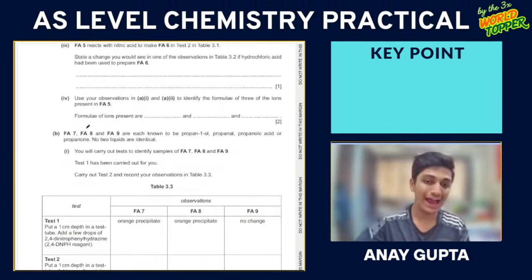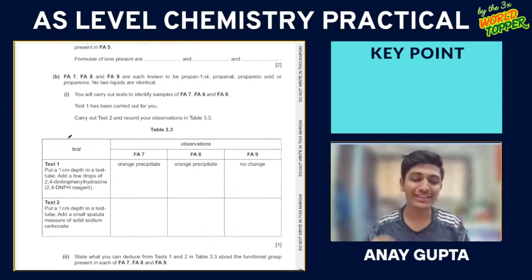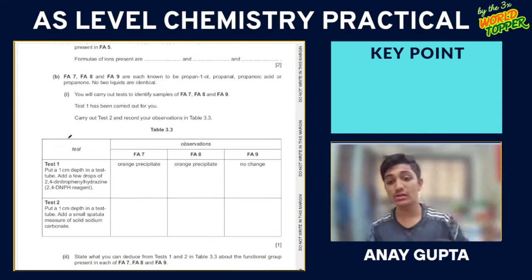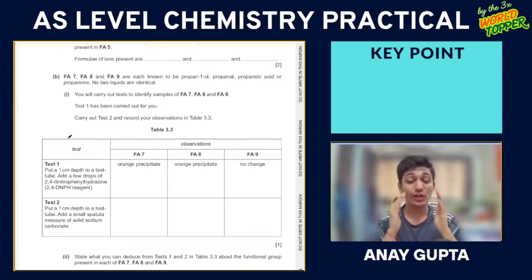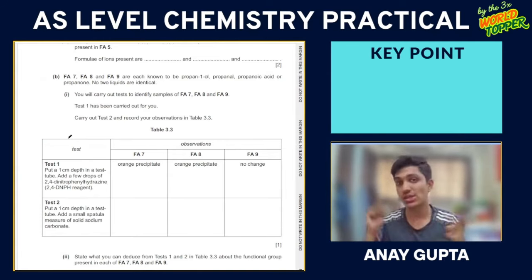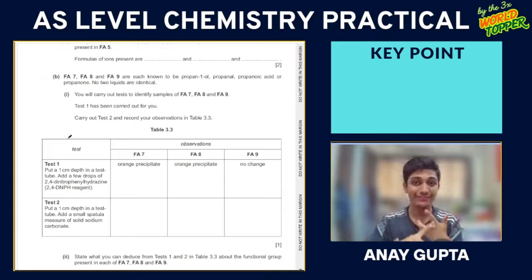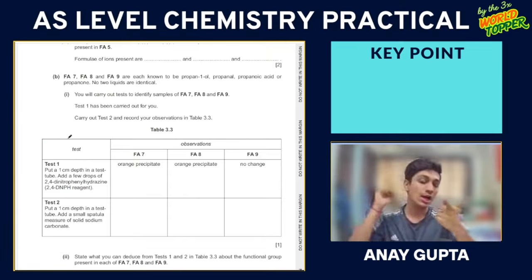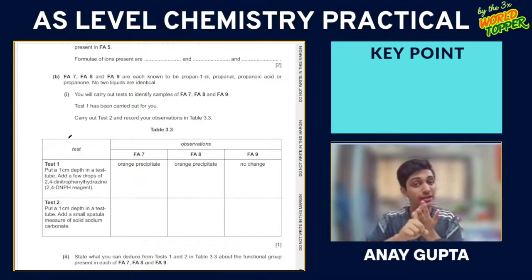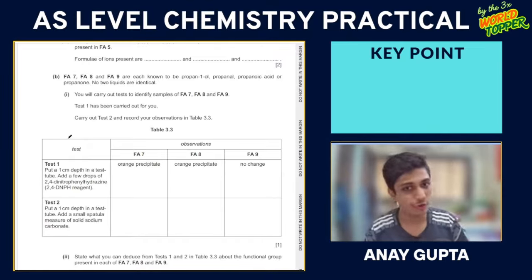We also had organic tests to be carried out over here. So please learn your organic tests. You will have tests for aldehydes and ketones. You will have your 2,4-DNPH test. You will have your silver nitrate tests. All of those tests that are specified in your chapters of halogenoalkanes, carboxylic acids, and aldehydes and ketones, please learn those tests before your exams.